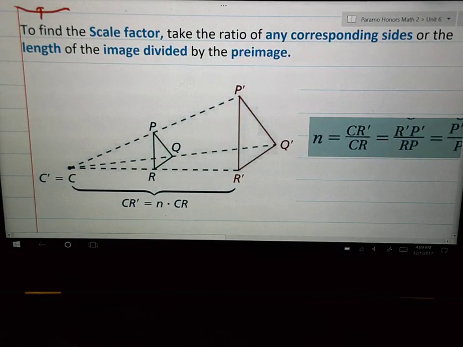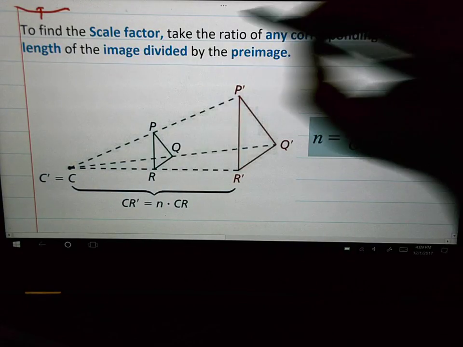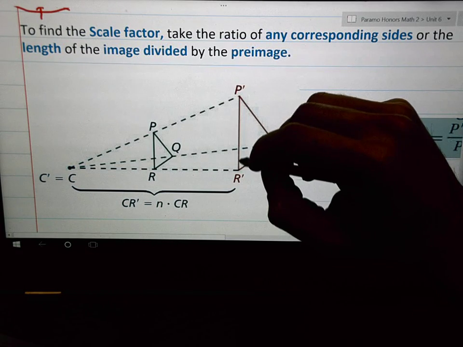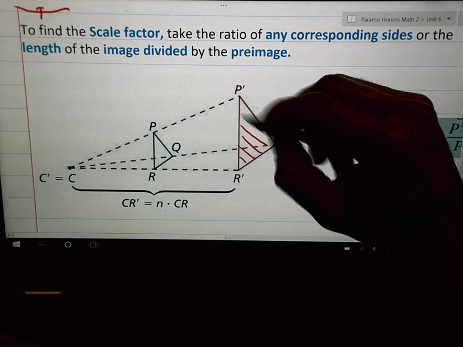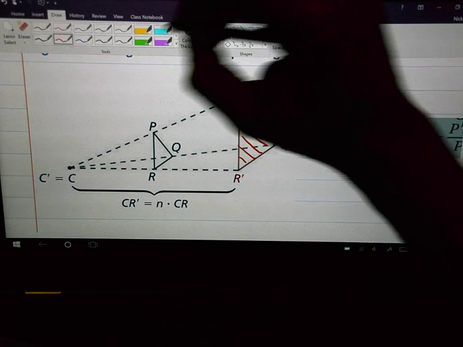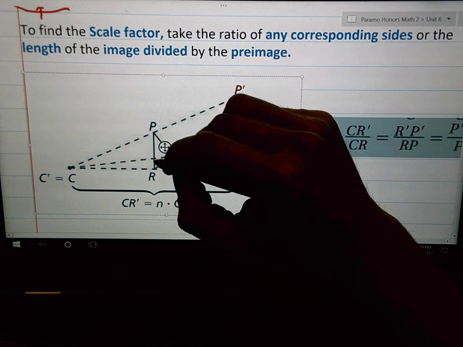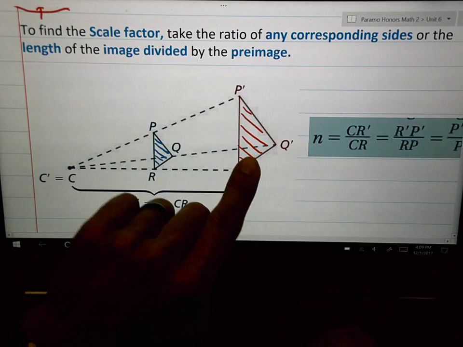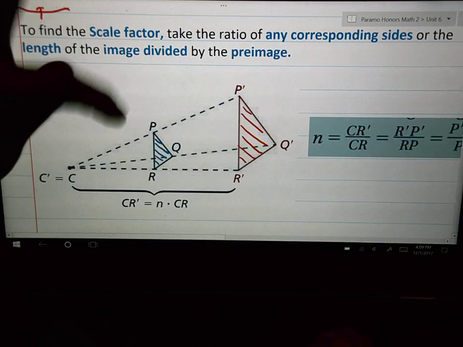To find the scale factor, what you are going to do is you're going to take the ratio of any corresponding sides, or the length of the image divided by the pre-image. Let me explain. In this red triangle, in this blue triangle, the red triangle is the image of the blue triangle.